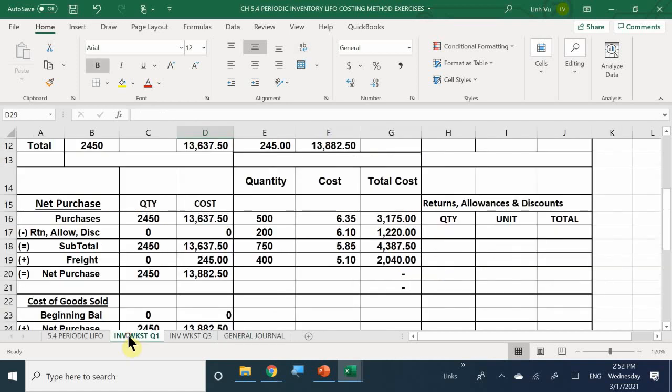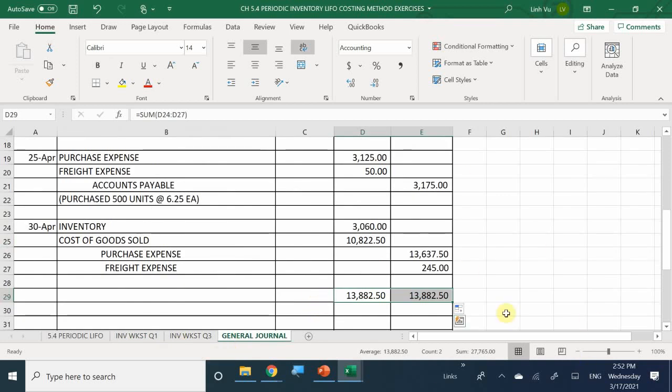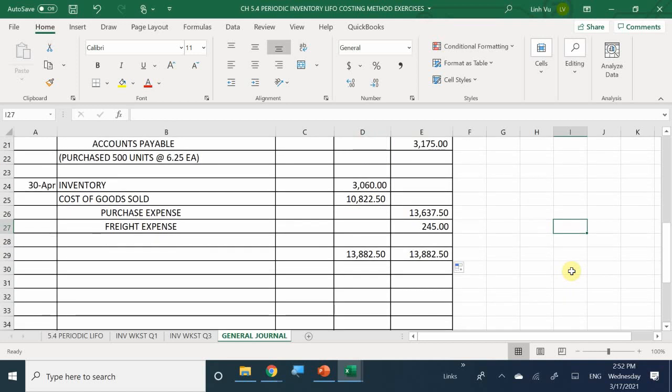It's your total goods available. Okay? Always. It will always equal the total goods available. Not your net purchases, your total goods available. Okay? Is everyone okay with this one? Everyone's good? Yes. Can I see the journal again? Okay. Okay, I'm good. All right.